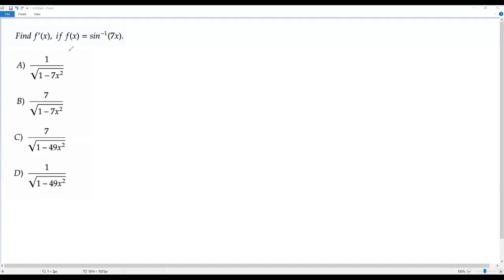To answer this question, first let's recall the derivative of sine inverse of x. Let me write it. The derivative of sine inverse of x equals 1 over square root of 1 minus x squared. So using this, we can get the derivative of the given function f of x.